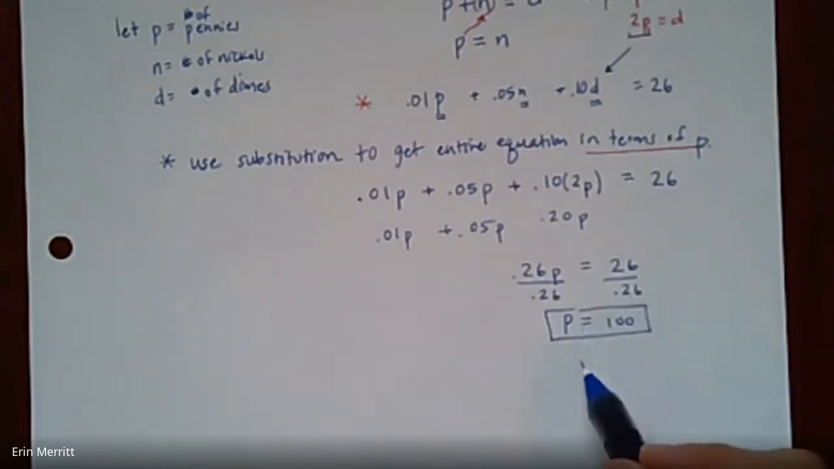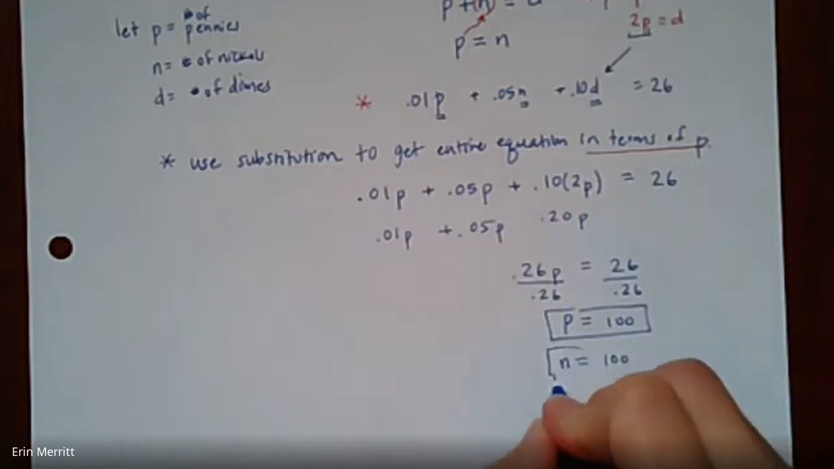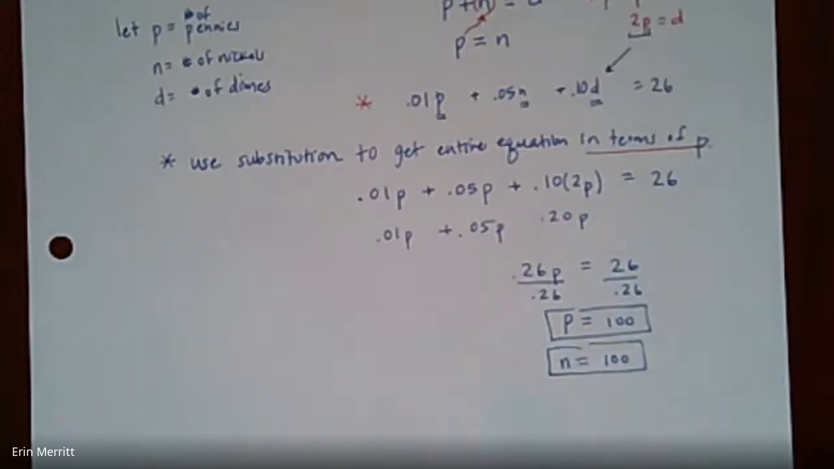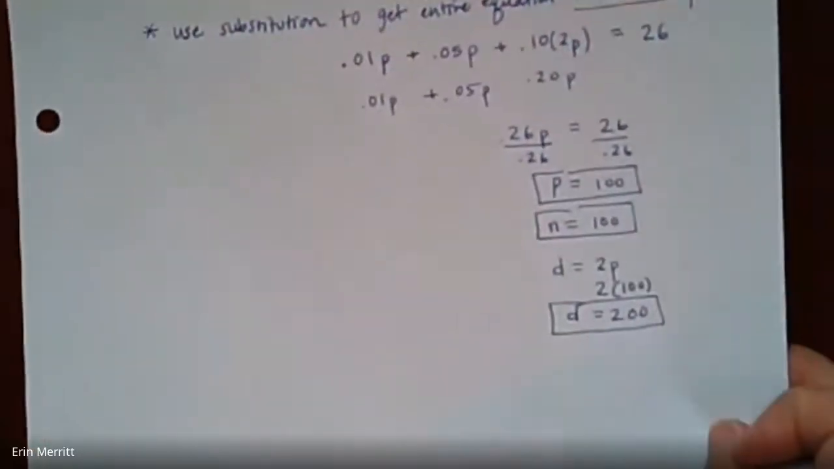The number of nickels has to be the same as the number of pennies. So we need to have 100 nickels as well. And then the last one, we were able to solve for dimes as being double the number of pennies. So if we double the number of pennies, there should be 200 dimes. All right. Last thing, oops, I'm so sorry. I'm a little off the page there.